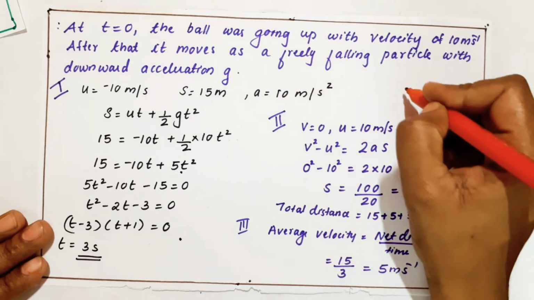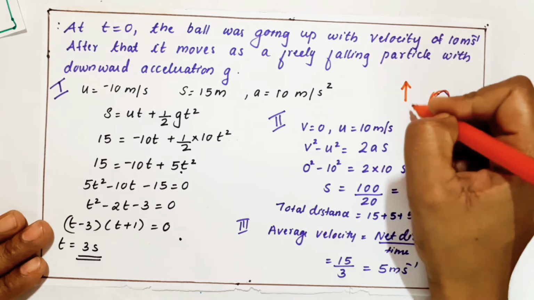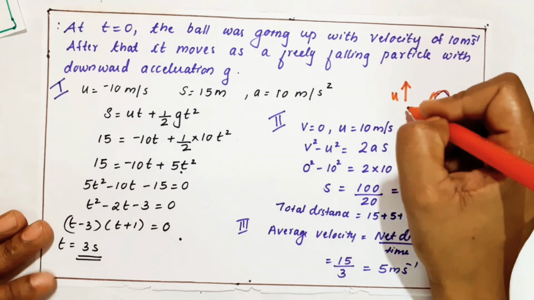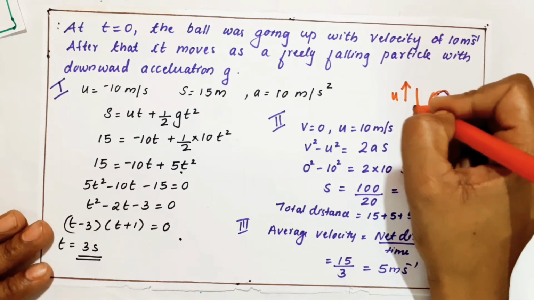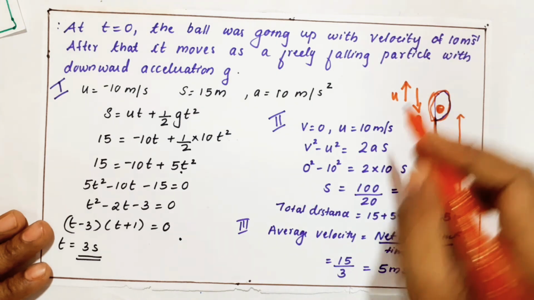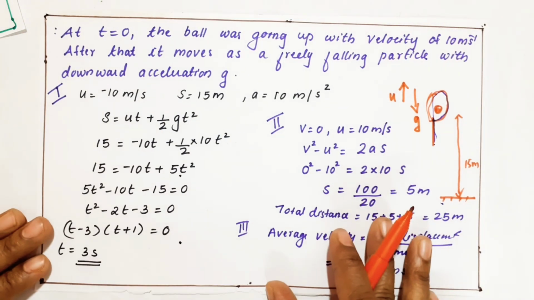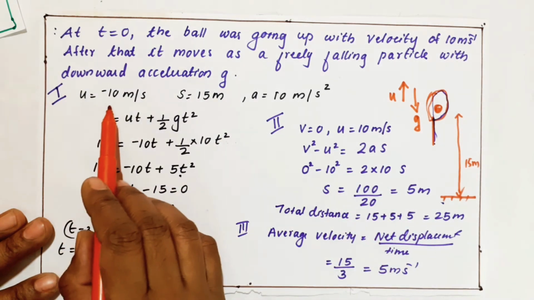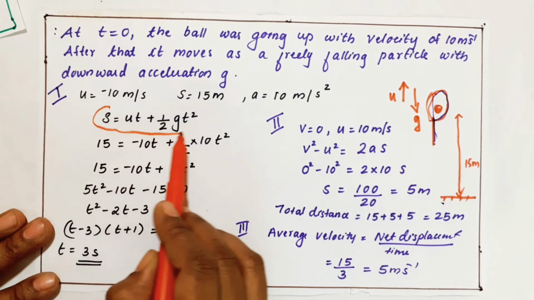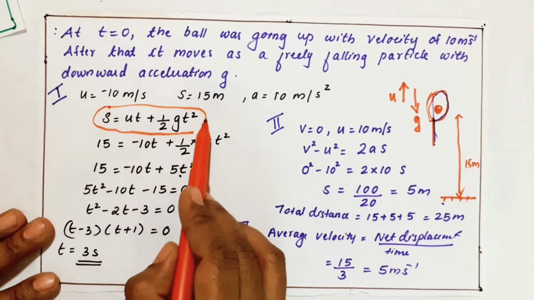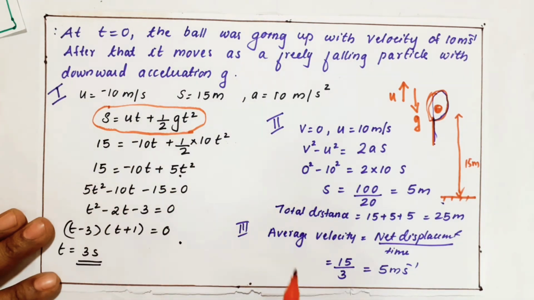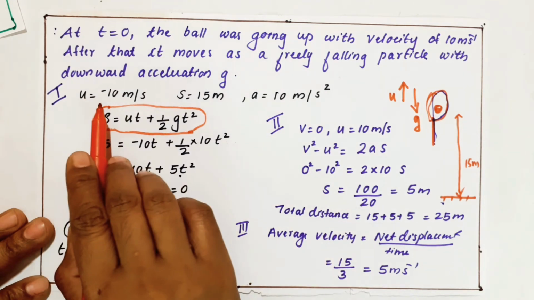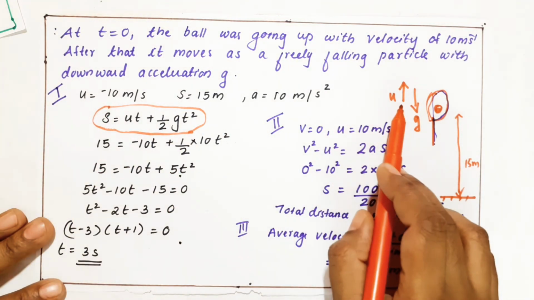Here I want to tell a very important thing. Here u is the initial velocity going up, but the gravity is down. So u and g are oppositely directed. In those situations, if you need the time, you can use the equation s equals ut plus half gt square. But remember, u equals minus 10 because it is against gravity.